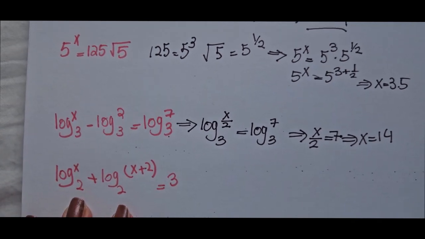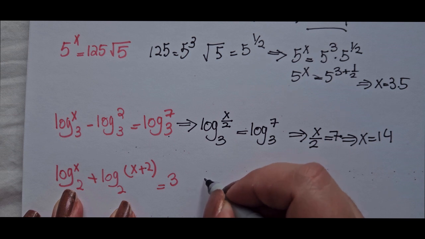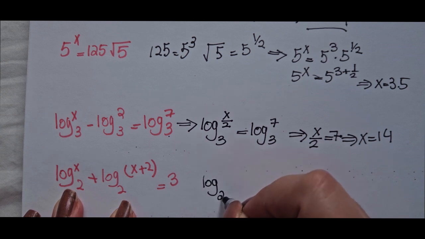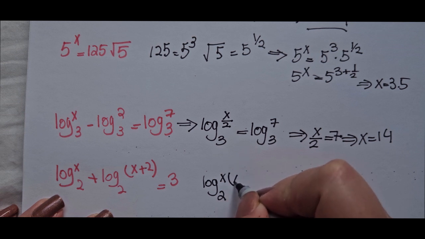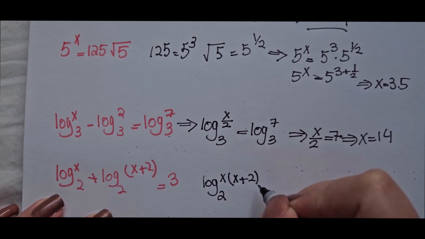Here again, what you can see on this side is log plus another log, and the bases are the same, so you have log, base is 2, but here, what you have to do is multiply them, right?